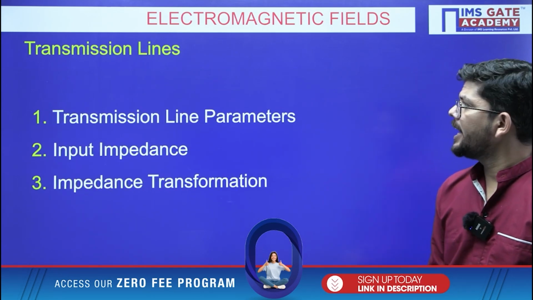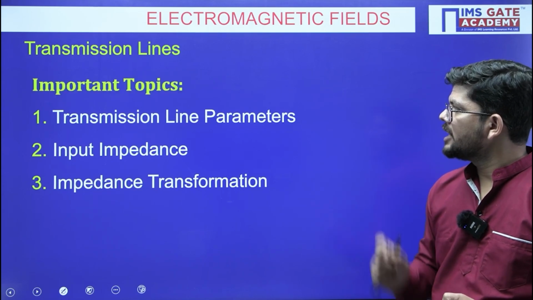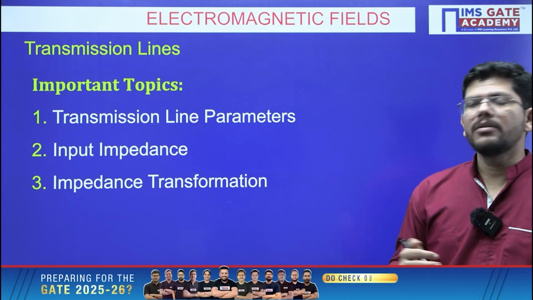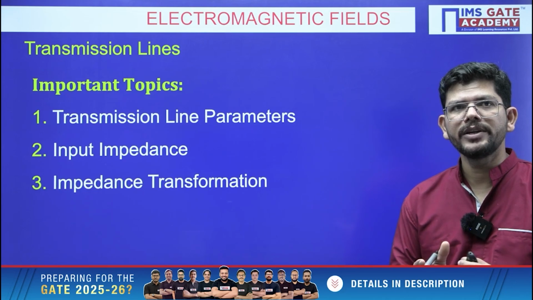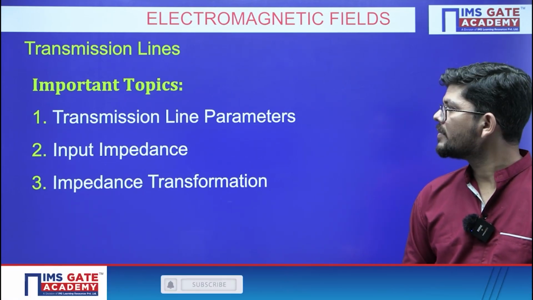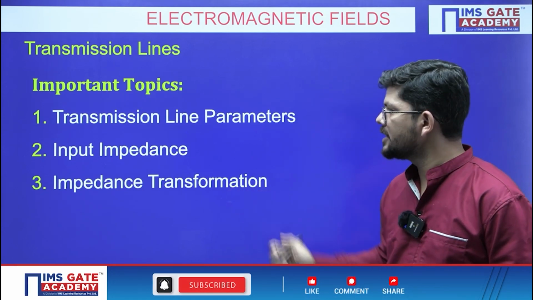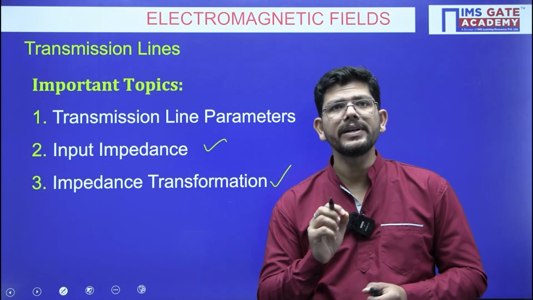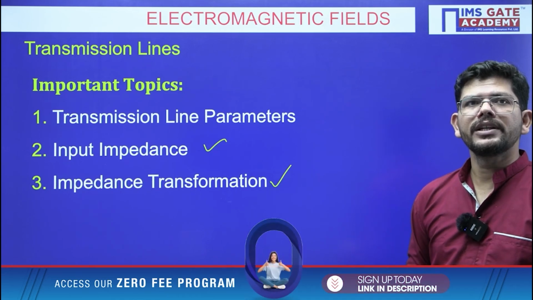The third chapter that we have for EC students is transmission line, and the important topics are transmission line parameters, okay. So you should be studying the different modes of transmission line, how the equation is formed for transmission line, what the different parameters are, okay. Input impedance, impedance matching and impedance transformation. These two topics are very, very important. They will definitely give you a GATE question, okay. This is what you will be covering under transmission line.